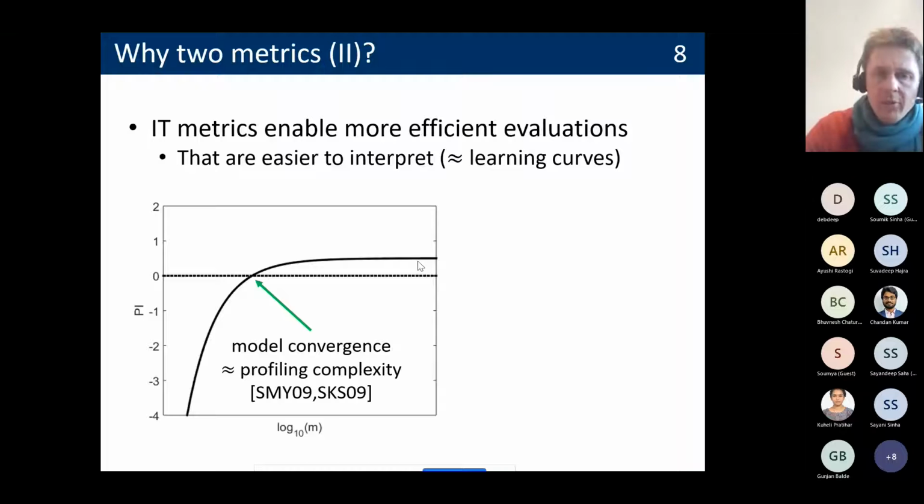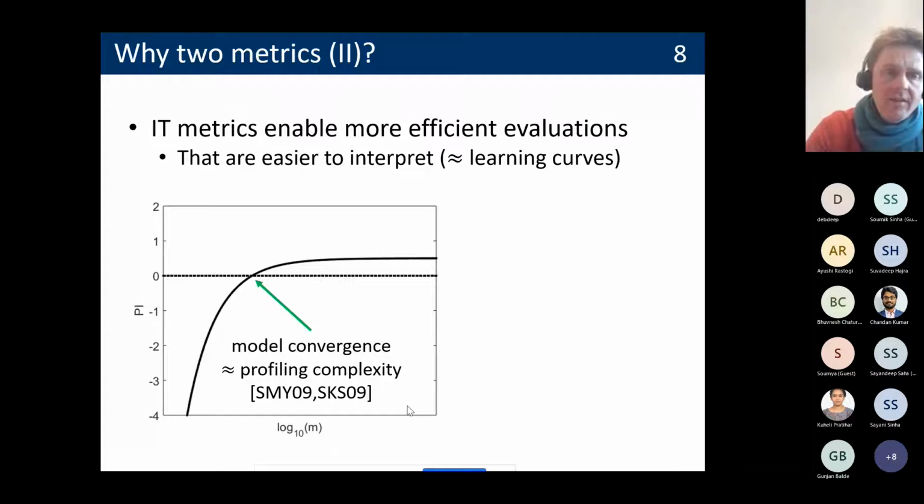And probably also evaluations that are easier to interpret, because in a sense they can really be viewed as the learning curves of a machine learning algorithm. So what can you learn from these metrics? Here I put a figure with an information theoretic metric, the perceived information, on the y-axis, and the number of traces that you need to profile the model, so to train the model, on the x-axis.